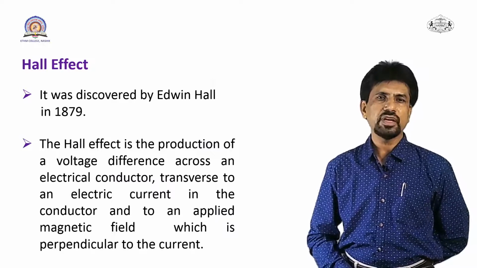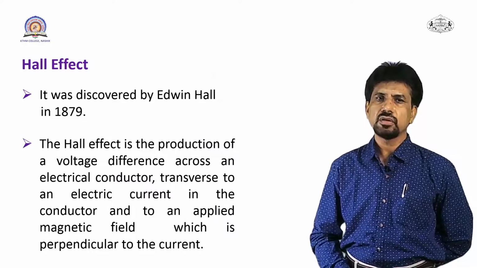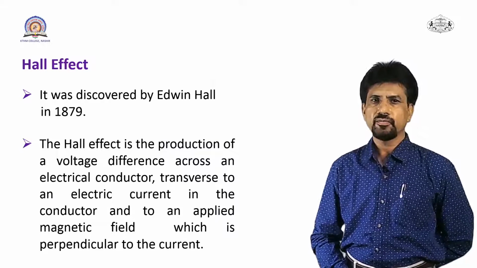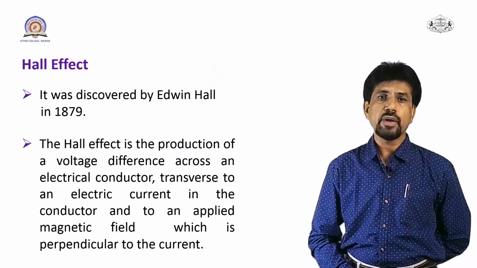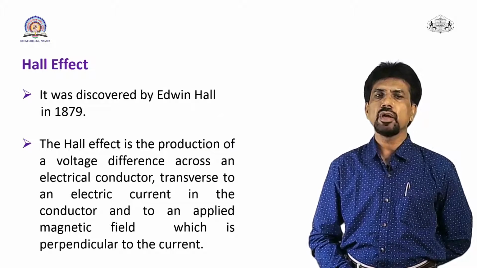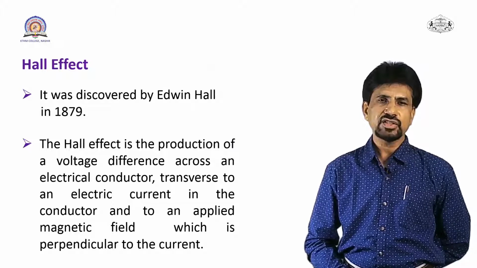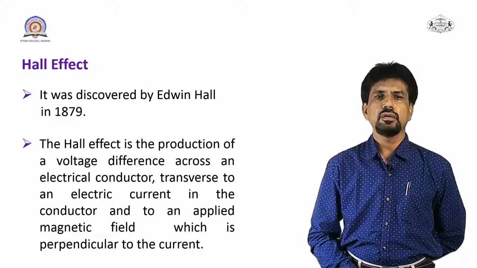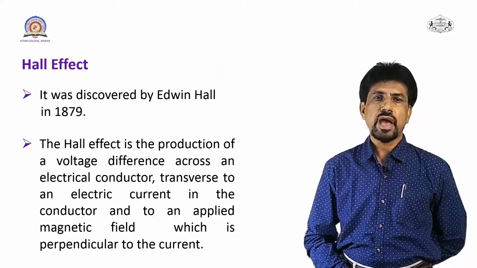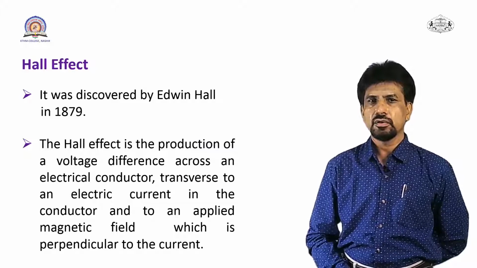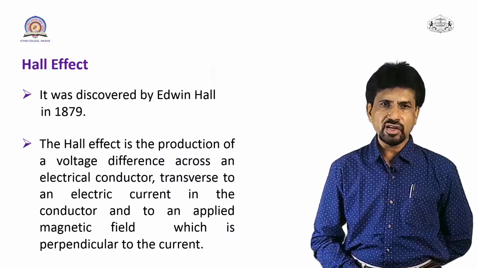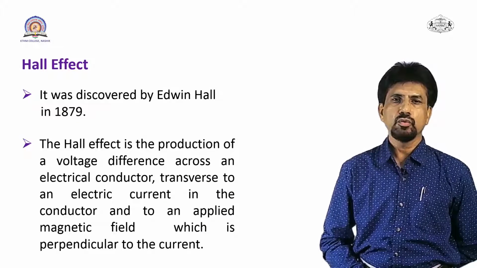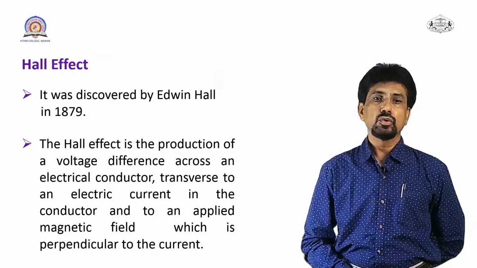The Hall effect is nothing but the production of a voltage difference across an electrical conductor, transverse to an electric current in the conductor, due to an applied magnetic field which is perpendicular to the current. Friends, basically the Hall effect is the production of a voltage difference across an electrical conductor in which the electrical current passing through the conductor is perpendicular to the magnetic field.